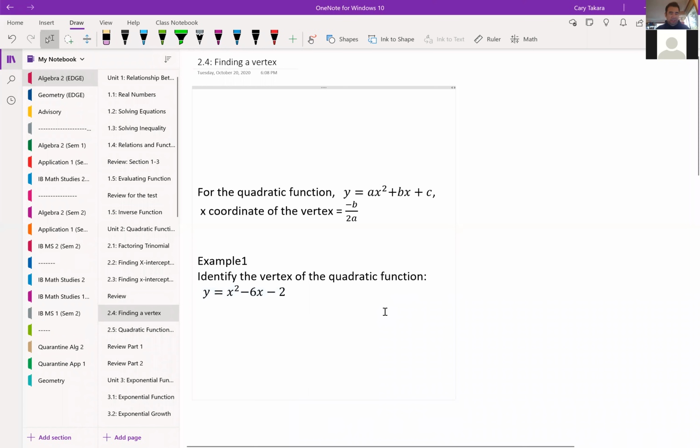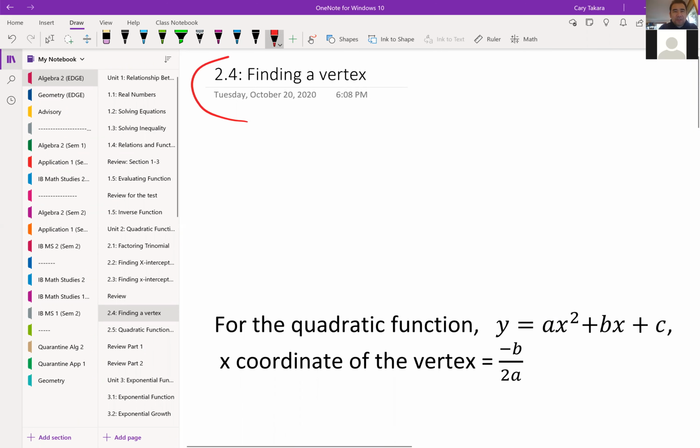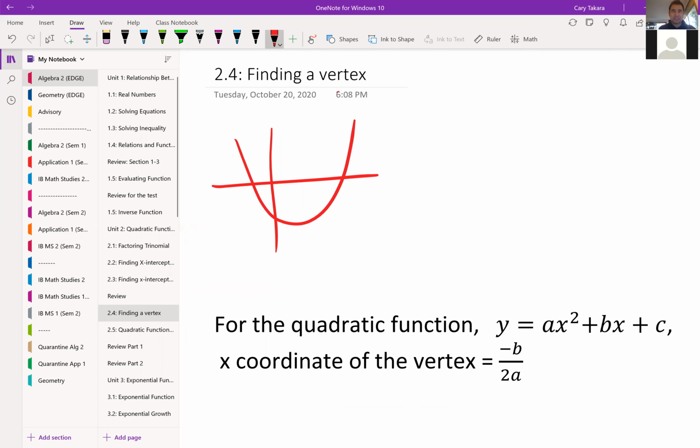Okay, let's get started. So today the topic is, as you can see, finding the vertex. Okay, now what is a vertex? Let's make sure that we are all on the same page. The vertex is, let's say, if you have a parabola like that.